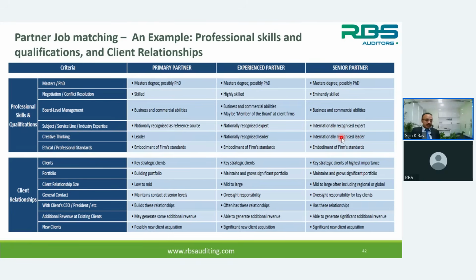Next one relates to client relationship. The first part, clients: it is key strategic clients. Then the second part, experienced partner, it is also key strategic clients. The third one is key strategic clients of higher importance. So basically the final stage covers the major, significant area. Then new clients, like significant new client acquisition. Senior partners are involved in big client acquisition, but the primary partner will possibly handle a new client. It's not based on the revenue or the significance of the acquisition.